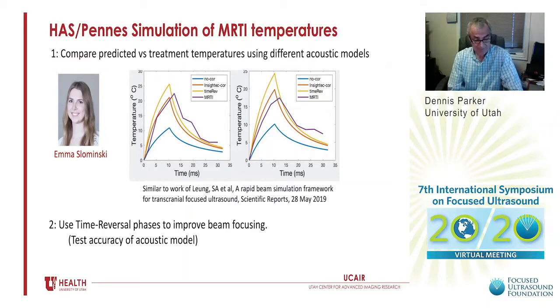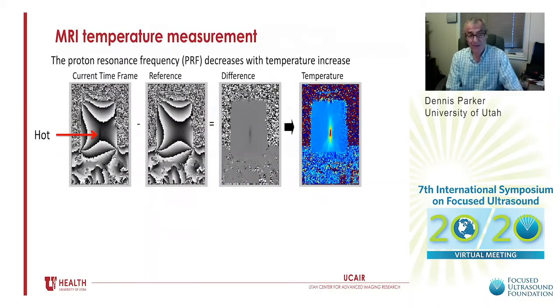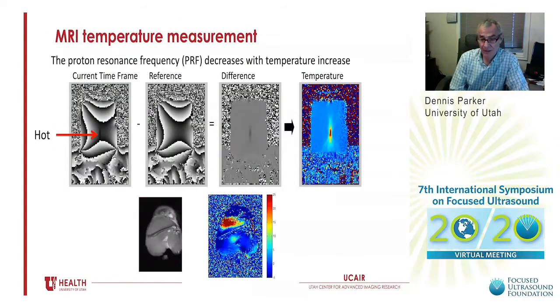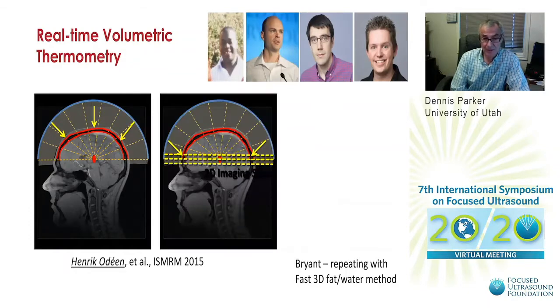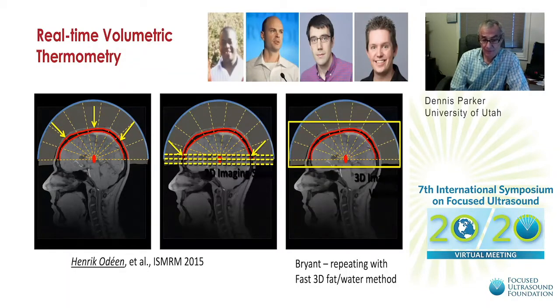I'd like to briefly mention the challenge of monitoring temperature with MRI, and this can be monitored using the proton resonance frequency method, as seen here. However, a single slice 2D PRF method cannot see heating throughout the skull and brain, and a full 3D volume measurement really is needed.